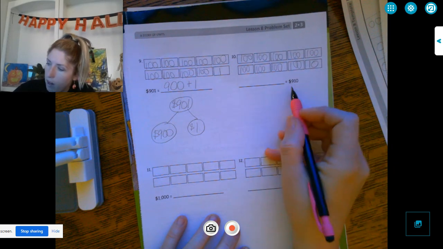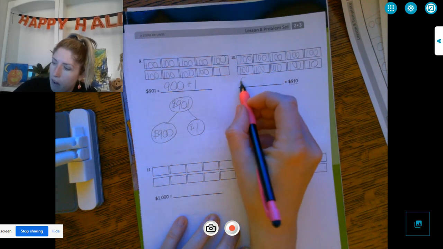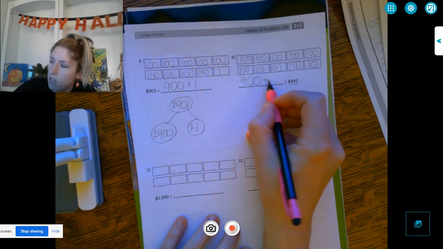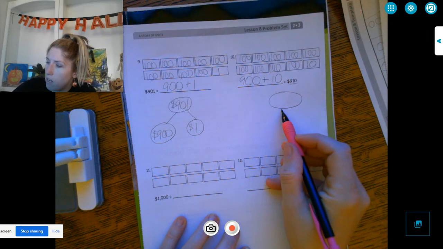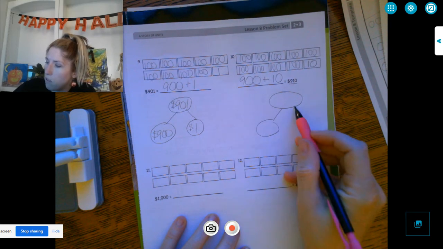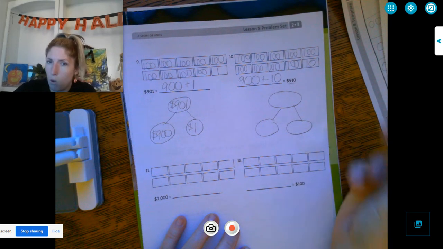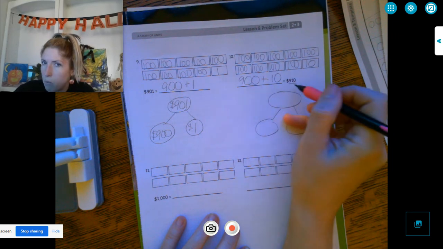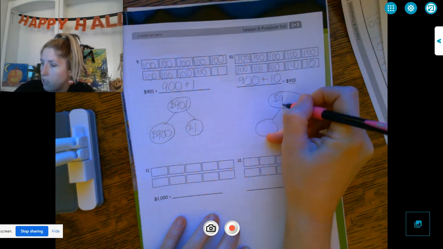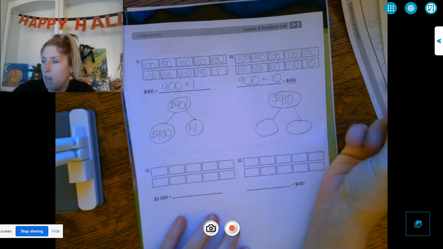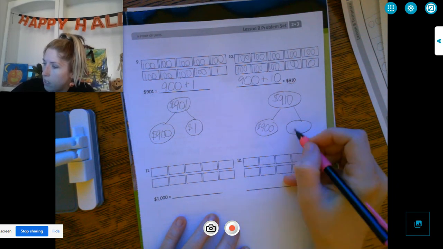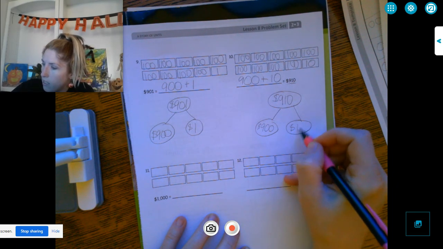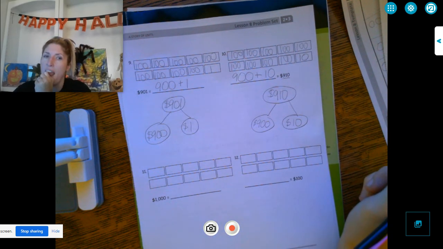Perfect. All right, in an expanded form, if we pulled that apart, we would have 900 plus 10. And our number bond, we only need 2 parts. Our whole is going to be which number? Which one's the whole? $910. And those are our parts. So 900 for one part and 10 for the other part.